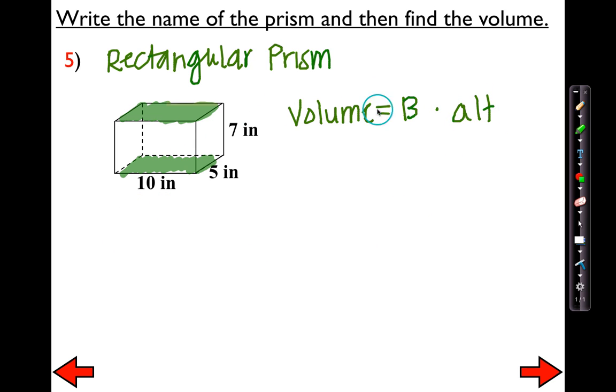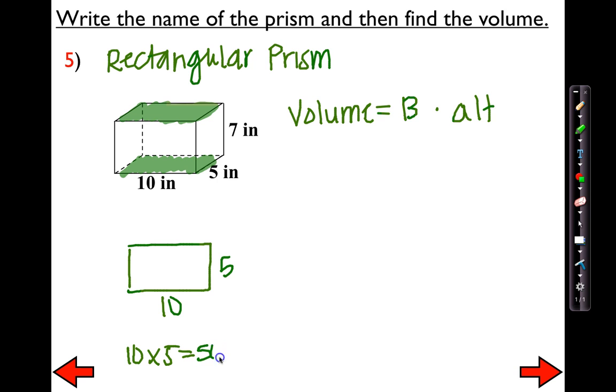So here's the thing. We don't know the area of the base. They didn't give it to us, but guess what? We know how to find the area of a rectangle. So I'm going to do a quick sketch. This rectangle is 10 by 5. How do you find the area of this rectangle? Well, simply do 10 times 5, and that's 50. So the area of this rectangle is 50.